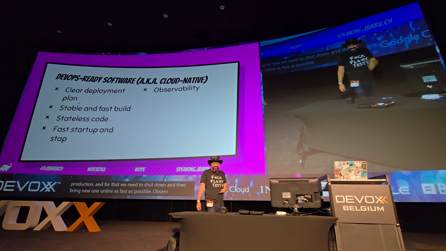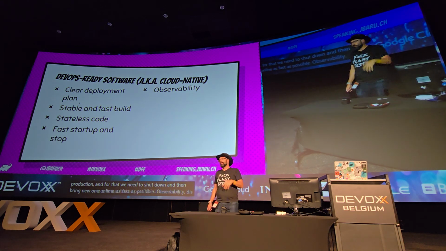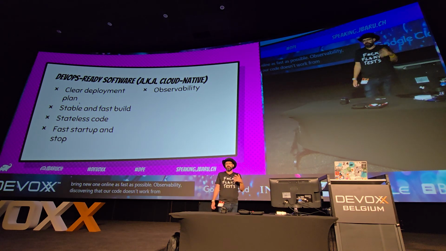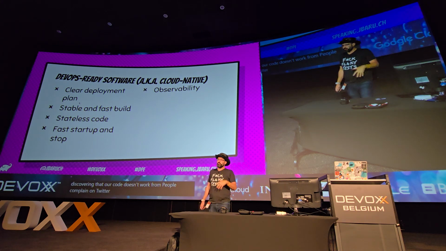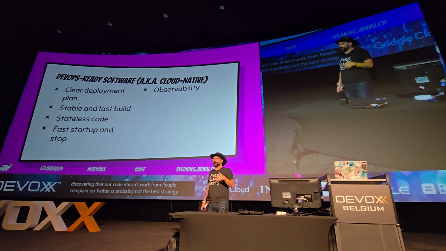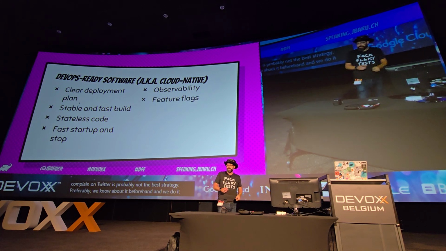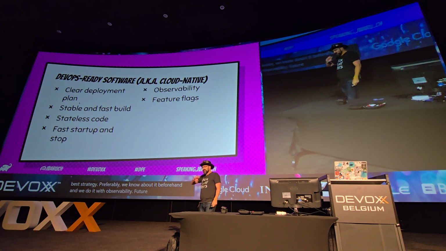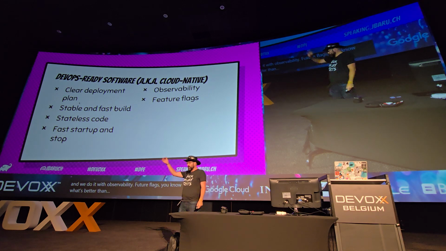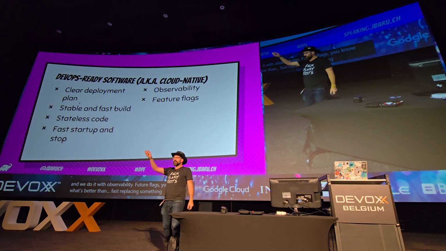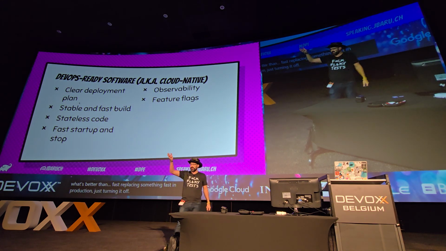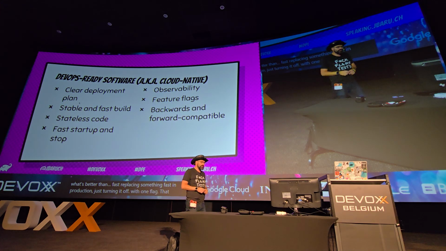Observability: discovering that our code doesn't work from people's complaints on Twitter is probably not the best strategy. Preferably we know about it beforehand, and we do it with observability. Feature flags: you know what's better than fast replacing something in production? Just turning it off with one flag. That's what feature flags allow us as well.